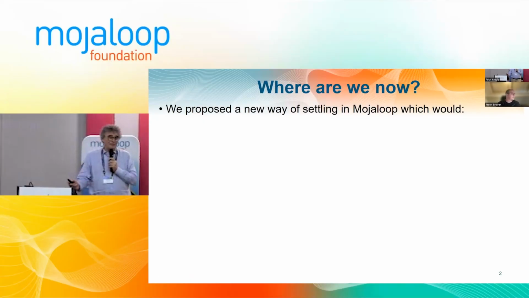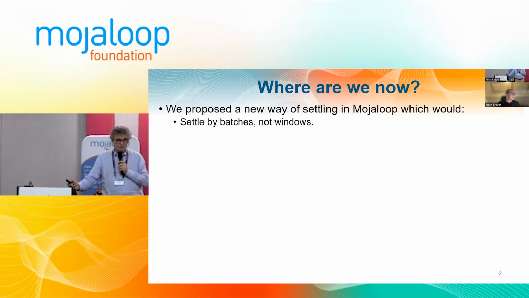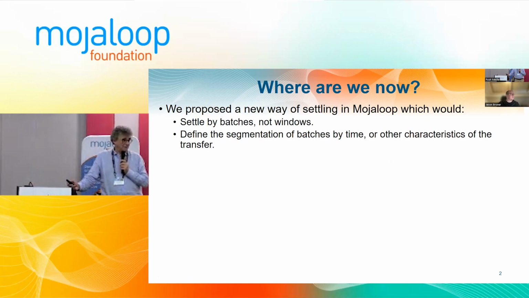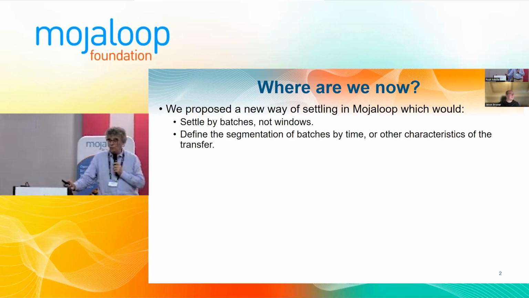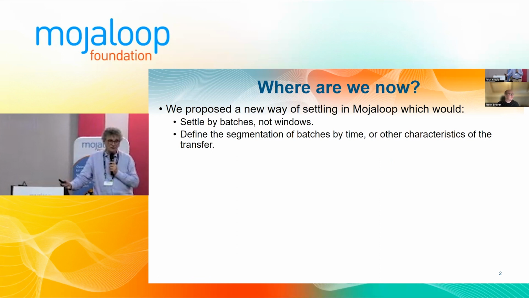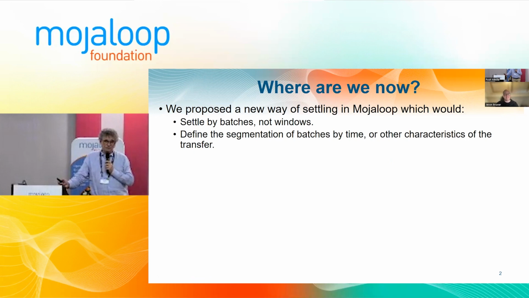So we proposed a new way of settling in Modular Loop, which would settle by batches, not by windows, and would define the segmentation of batches by time or indeed by other characteristics of the transfer, so that people could decide what their batches were going to contain, and get different kinds of transfers into different batches. We wanted to make it both flexible and deterministic so that people could be completely confident that a particular transfer would wind up in a definite batch and not simply in whatever happened to be available.